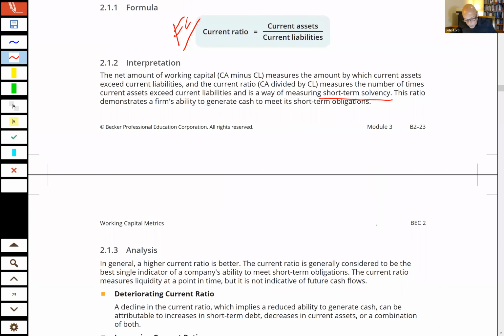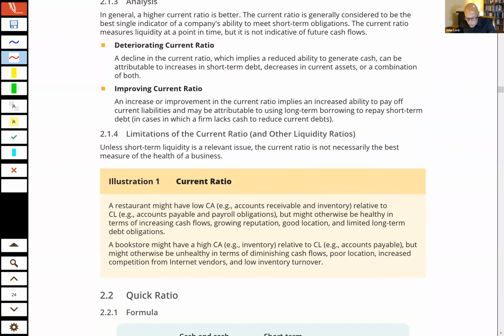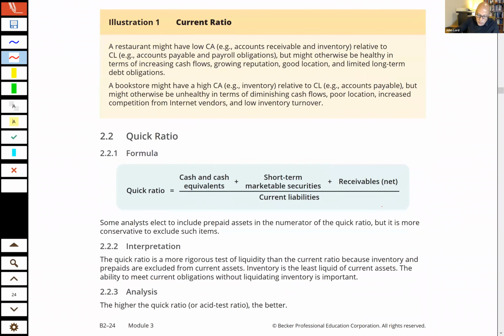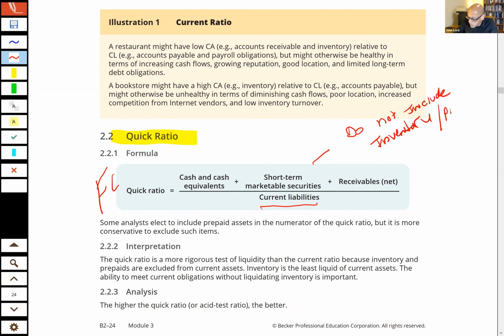Okay, good. Now you come over and we can get an even more critical measure of a company's solvency by using something called the quick ratio. Again, I think you're probably pretty familiar with this. Notice the numerator, basic math, John, the denominator is the same. For the numerator, we do not include what? We do not include inventory. We do not include prepaids, right?